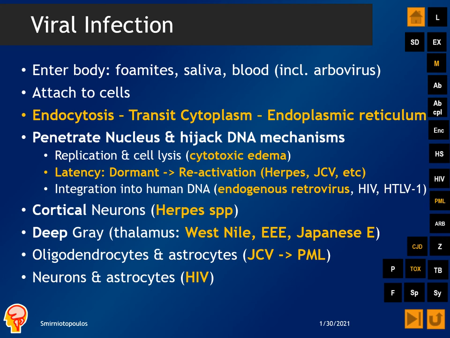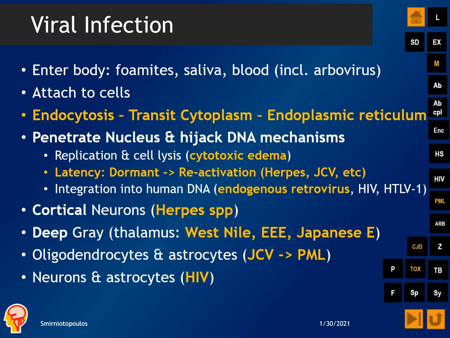But if the virus is dormant within the patient's nucleus, then we won't see an abnormality until the virus is reactivated. And we think that that's the cause of most cases of herpes encephalitis and also progressive multifocal leukoencephalopathy caused by the JC virus. It's also possible for viral genetic material to be permanently incorporated into human DNA. In fact, there are estimates that 10 to 20% of human DNA is actually incorporated from viral infections through our evolution. The cortical neurons are infected by herpes species most commonly.